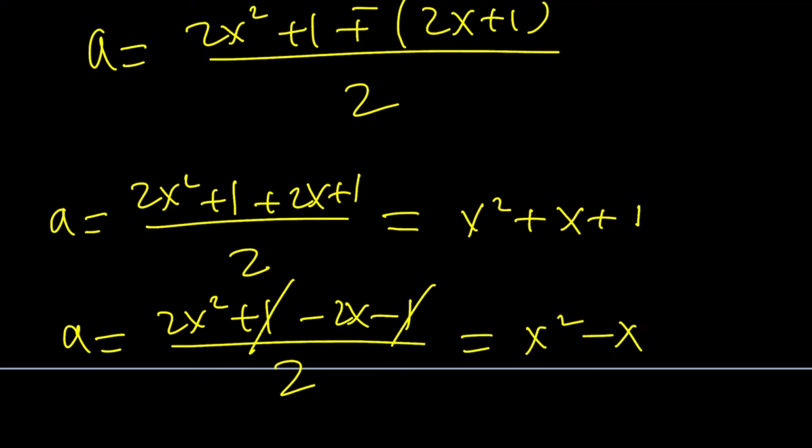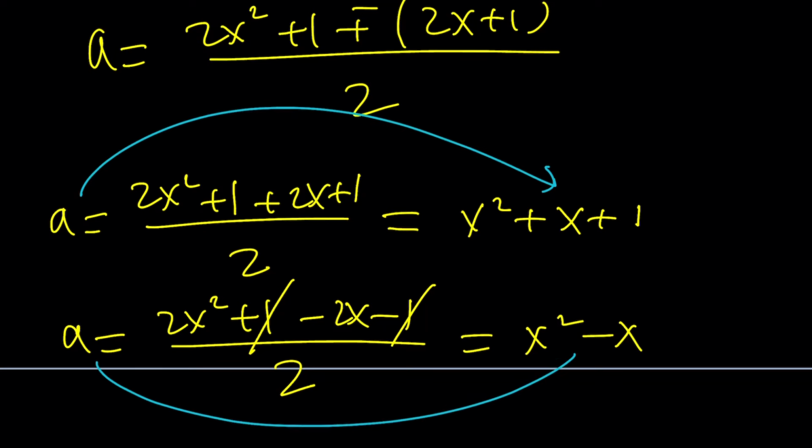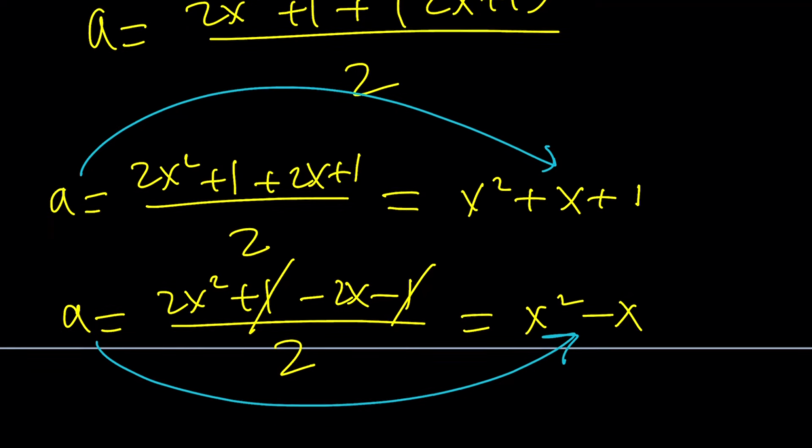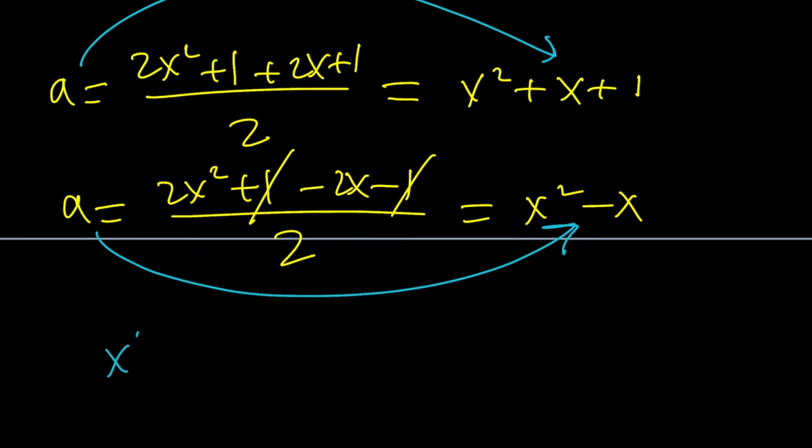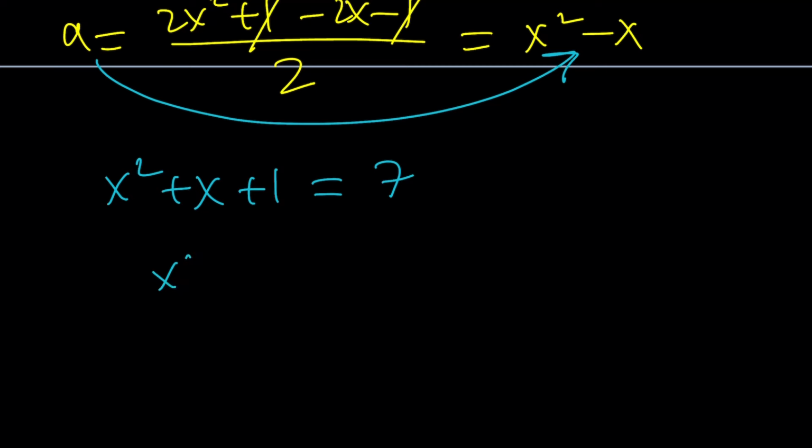Now, how does this help? This still looks complicated, right? But guess what? We know the value of a because we replaced 7 with a. So we can now replace a with 7. Kind of back substitute, right? Okay. So now we can basically take this and set it equal to a, or 7. And obviously this is going to give us a quadratic equation, right? From here we can solve for x.